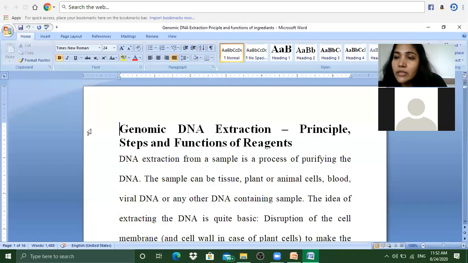Okay, and because it's the simplest procedure, and now there are so many kits available to do the DNA extraction, it has become a very simple and easy procedure. Just that you have to get hands-on with it twice or thrice, and you should be very thorough with that particular experiment.